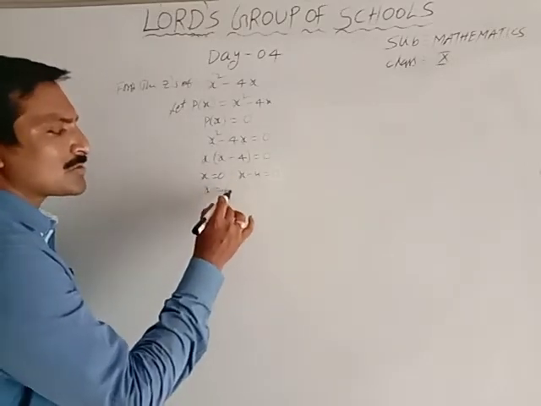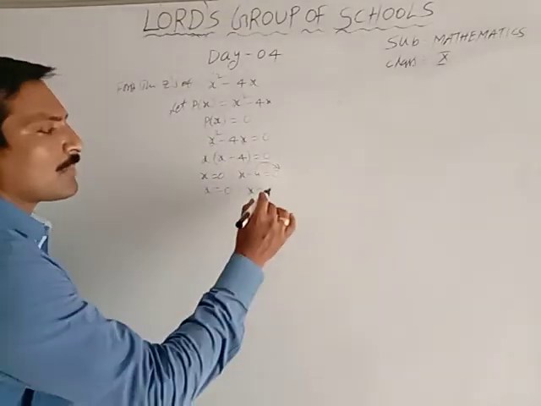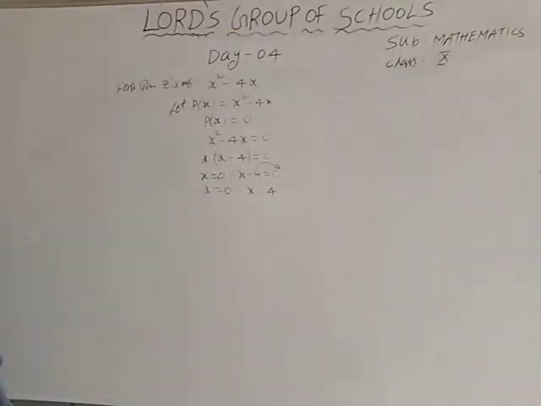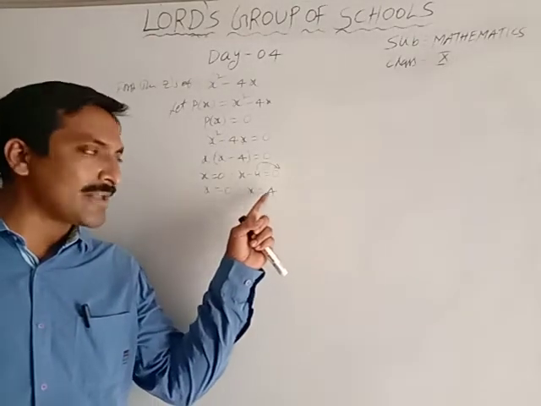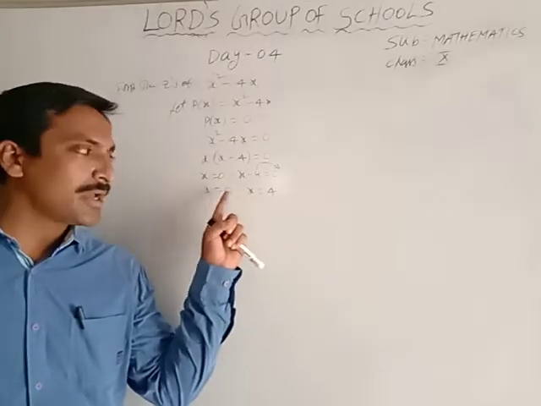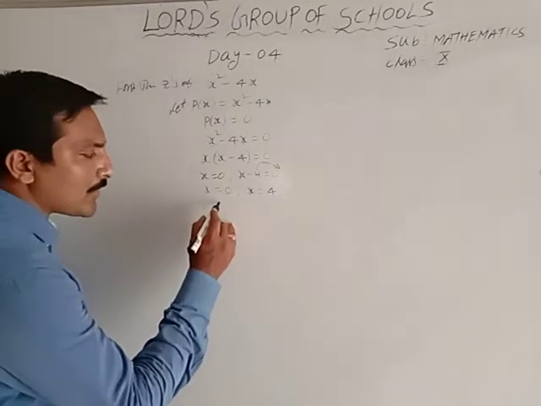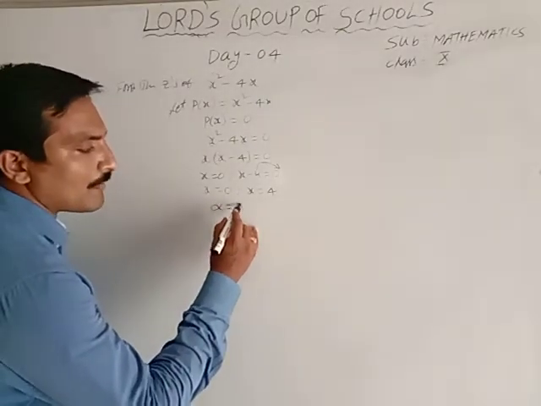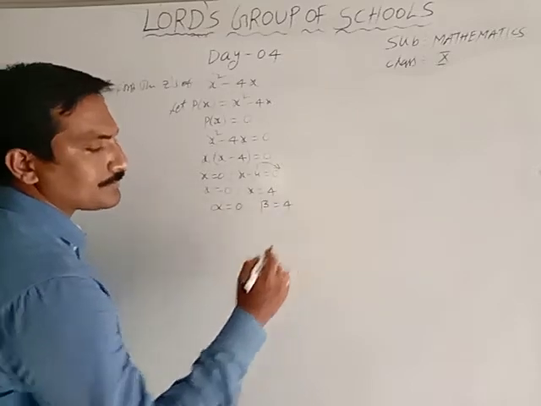x is equal to 0. x is equal to minus 4, the minus 4 comes to the other side as plus 4. Here you got two zeros, two values of x: one is 0, one is 4. These two are acting as the zeros of this particular polynomial. Therefore, take alpha is equal to 0 and beta is equal to 4.